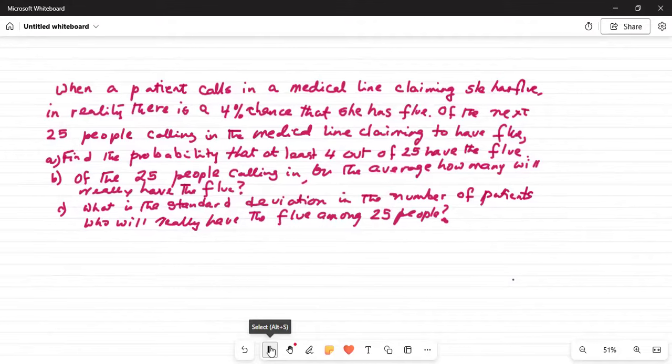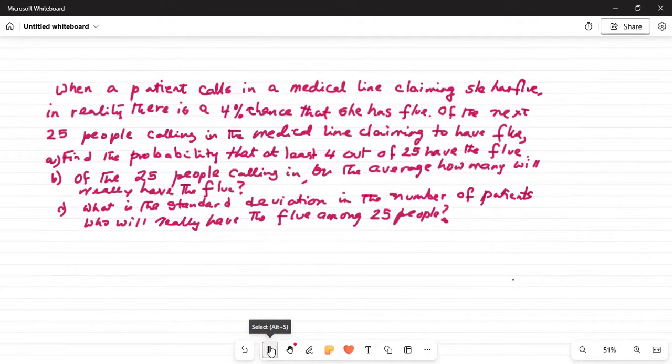Okay, so the probability of success is 4%, and the number of people calling in is 25. That is your number of trials. Why is this binomial? Because there are two outcomes: either you have the flu or you do not have the flu. Zero people can have the flu, one person can have the flu, two people can have the flu, and so forth, from 0 up to 25.